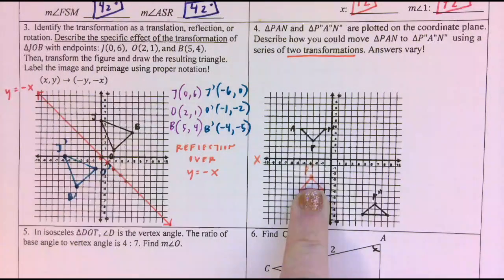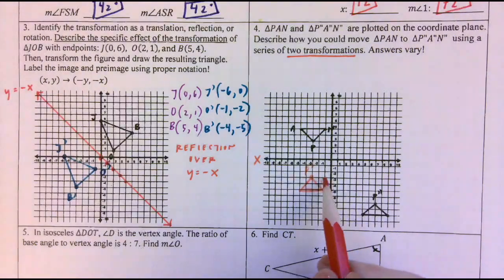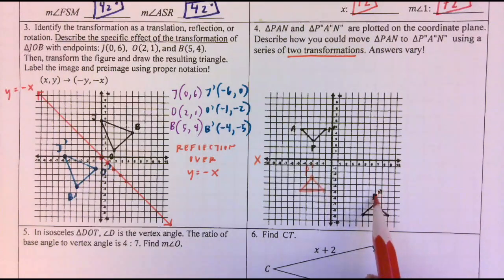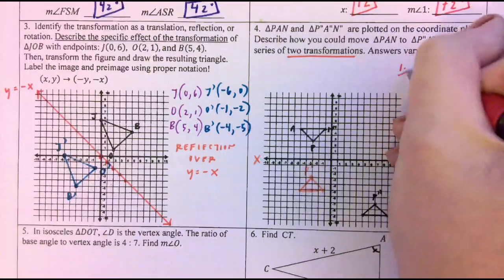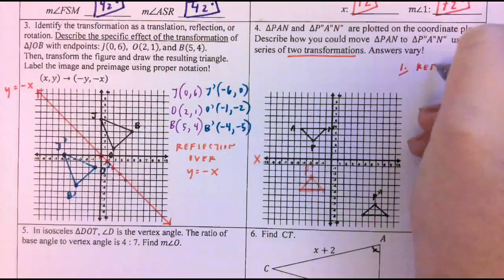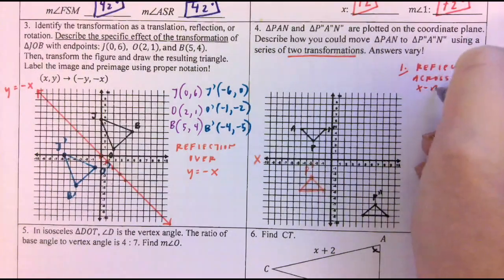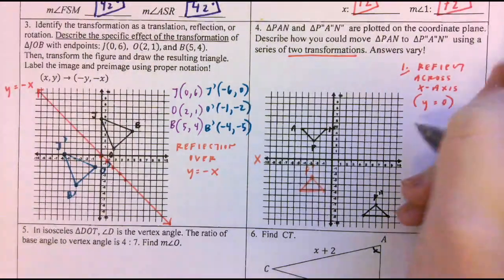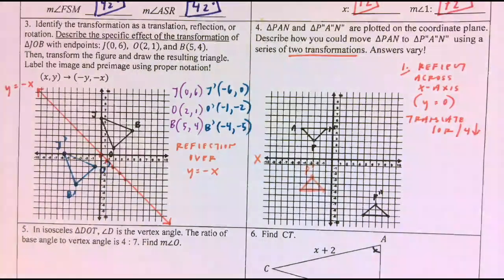So then I'm thinking, well, how do I move it now to this final position? Now I just have to translate it. 1, 2, 3, 4, 5, 6, 7, 8, 9, 10, and then down 1, 2, 3, 4. So maybe one option would be to reflect across the x-axis. Could have also said, as an equation, that would be y equals 0. That's fine. And then I could translate it 10 right and 4 down. That would be fine.